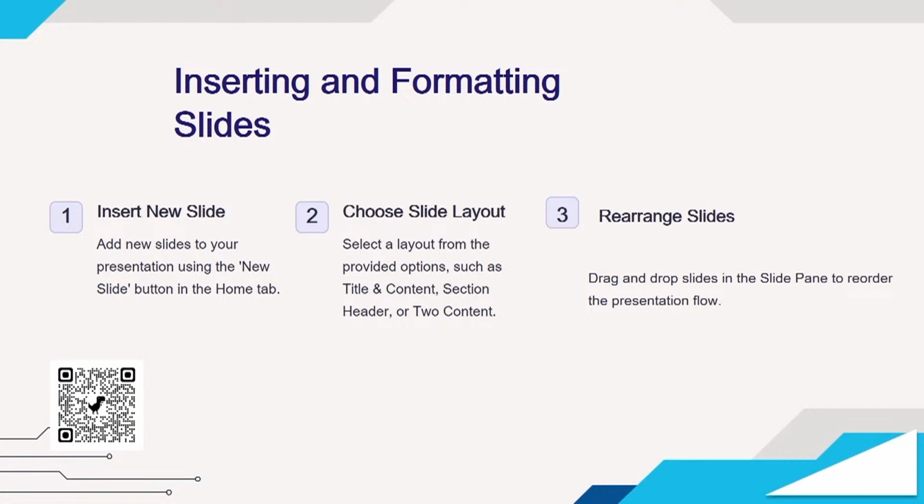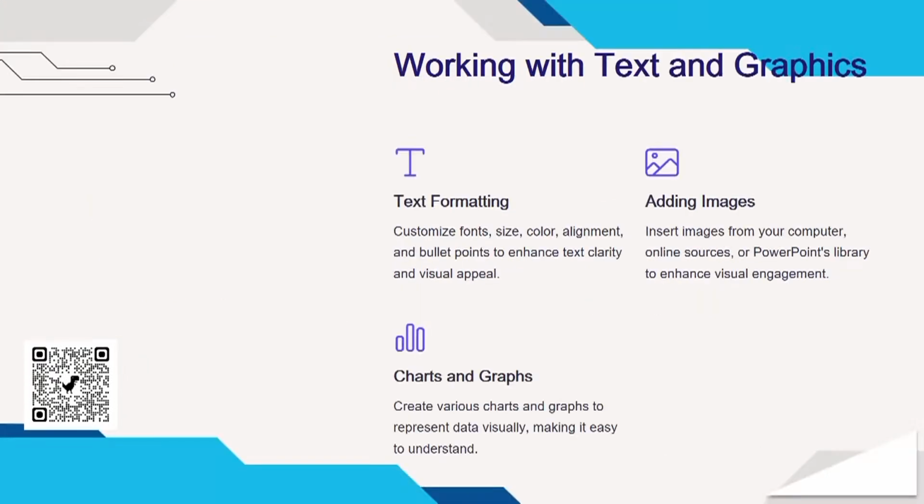The next step is to choose the slide layout. A layout can be like title and content, section header, two content or image. In this way we will add the slide layout. After that we have to rearrange the slides. We can drag and drop the slides in the slide pane to reorder the presentation flow, or in the beginning only we can set the same sequence of slides which we want to create.